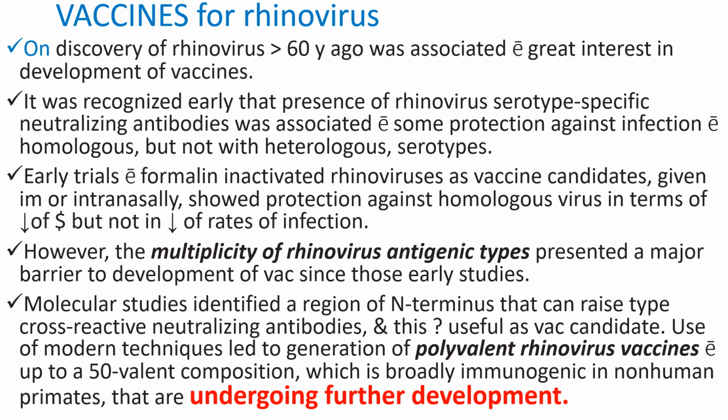Use of modern techniques led to generation of polyvalent rhinovirus vaccines with up to 50 valent composition, which is broadly immunogenic in non-human primates that are undergoing further development. Till now, no vaccine, it is under development.